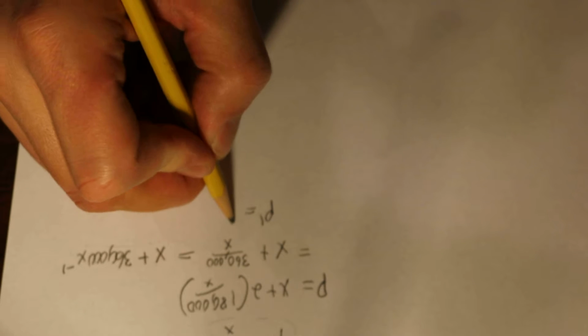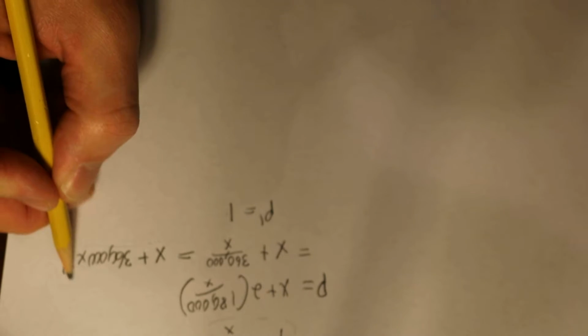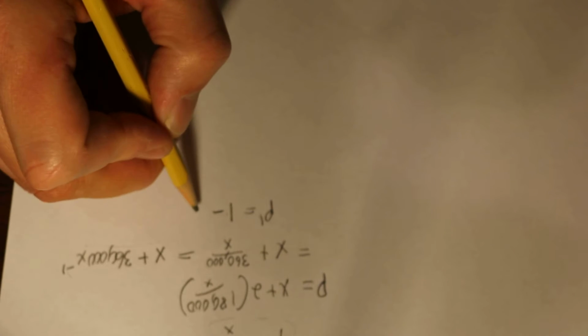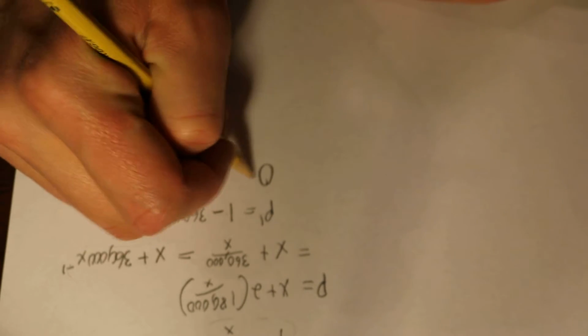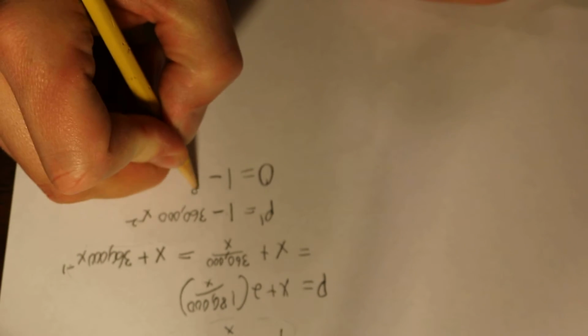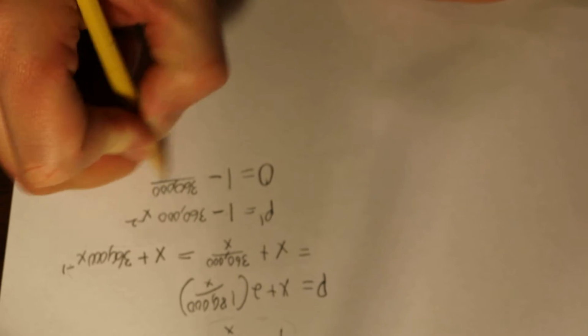So I'm going to get the derivative of it. x becomes 1. For the second term, bringing down the power brings down a negative 1 times the 360,000 that was already there. This x to the negative first then drops to x to the negative second. I want this derivative to equal 0. And I'm going to call this 360,000 over x squared. And now we do some algebra.